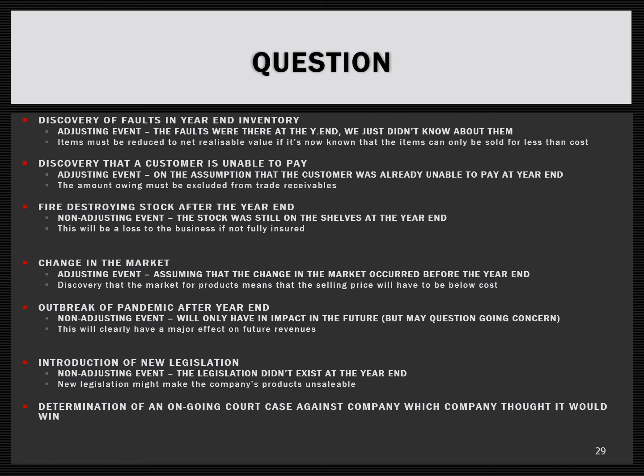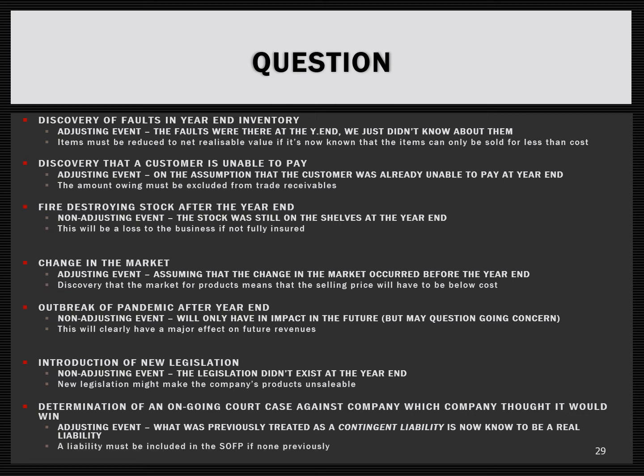And if there was an ongoing court case and we thought we were going to win and ultimately we lose the case, then that's an adjusting event, because there's a new liability that we weren't including previously on the basis that it was only contingent, but we now know it's a real liability, and so we've got to make adjustments to the accounts. So those are the kind of things that might crop up in the exam.